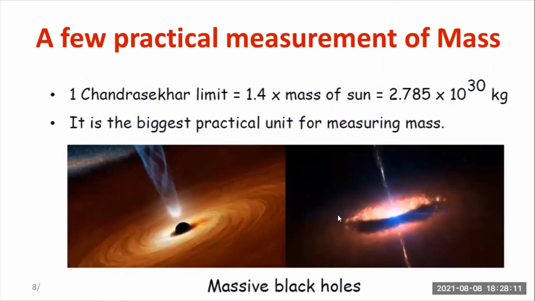Let us continue. One more important piece of information will be helpful for your general knowledge. If you are participating in any quizzes, multiple choice questions, or any other quiz competition in your school, this question will be really helpful. Which is the biggest practical unit of measurement of mass? That is called the Chandrasekhar limit. 1 Chandrasekhar limit is equal to 1.4 times the mass of the sun, which is equal to 2.785 into 10 to the power 30 kilogram.